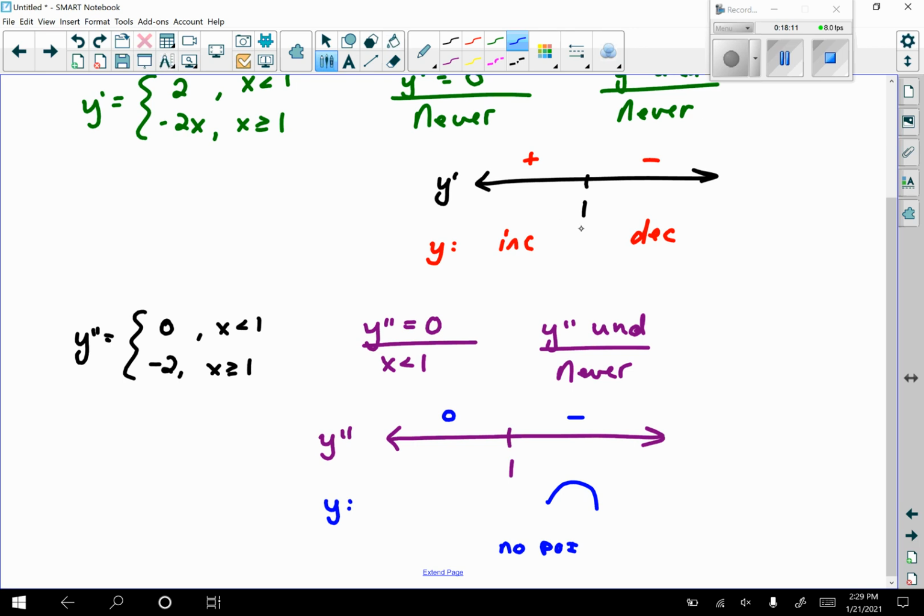Also, up here for our first derivative, since our function is not continuous at x equals 1, we say f of 1 does not exist. So there's no extrema. But knowing where our function is increasing and decreasing and concave up or concave down still matters.